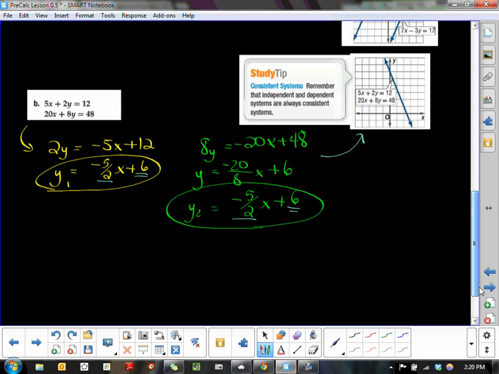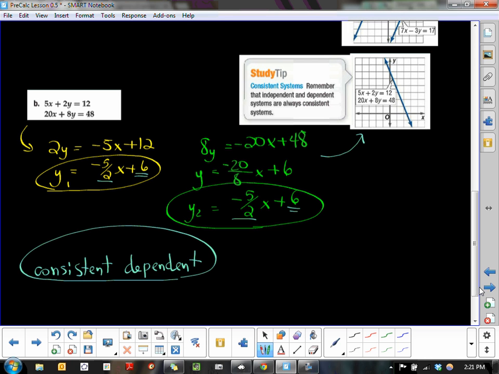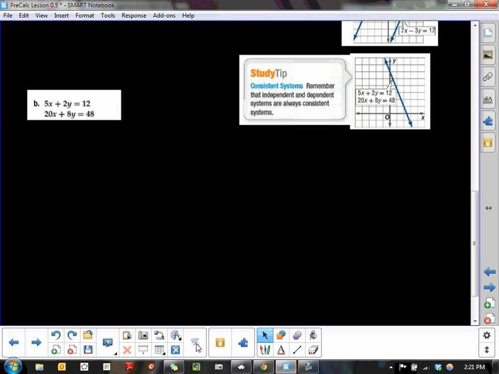So our terminology is consistent. Consistent means there's at least one place where they touch, and dependent means they touch in every place. So consistent dependent means there's an infinite number of solutions. So a little terminology mixed in with transforming equations into the slope-intercept form. That's what that's about. Just a quick plug on another way of recognizing the consistent dependent systems.